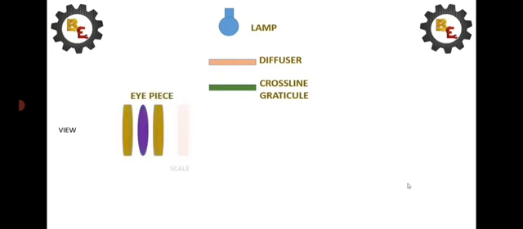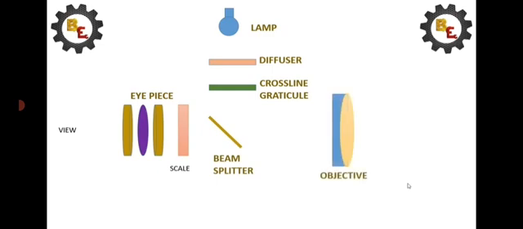And we see the components in an autocollimator: lamp, diffuser, crossline graticule. The crossline graticule is nothing but a scale. There will be marking dimensions, an eyepiece, scale, beam splitter, and objectives, and reflector plane and viewpoint. These are the important components in an autocollimator.